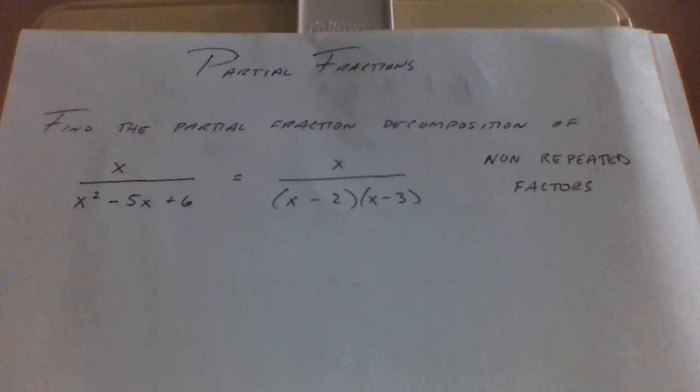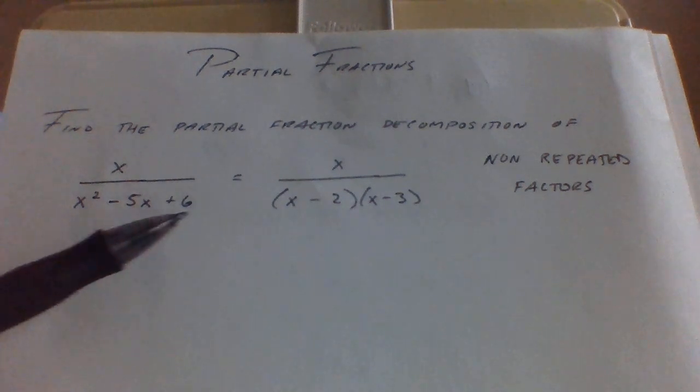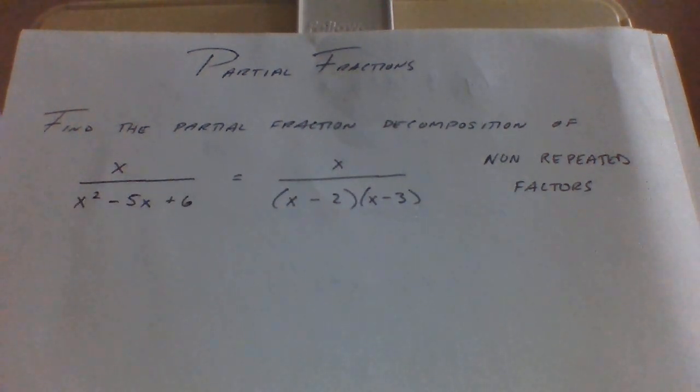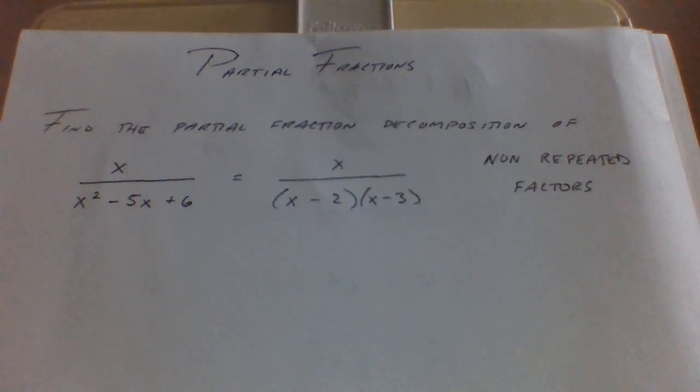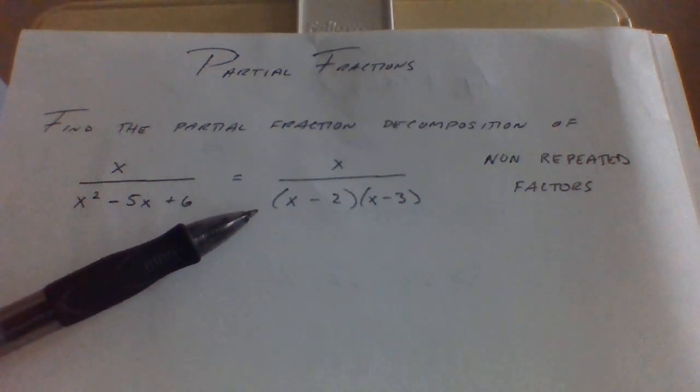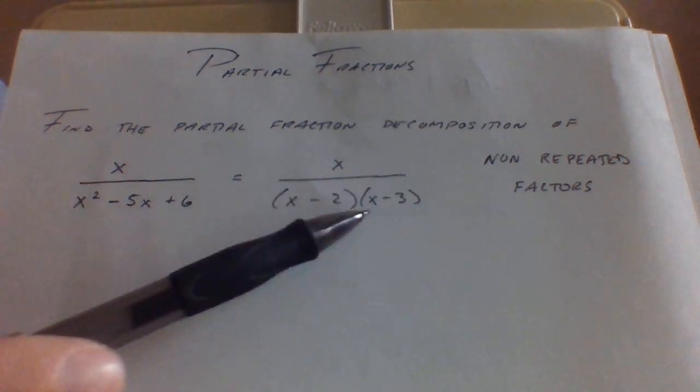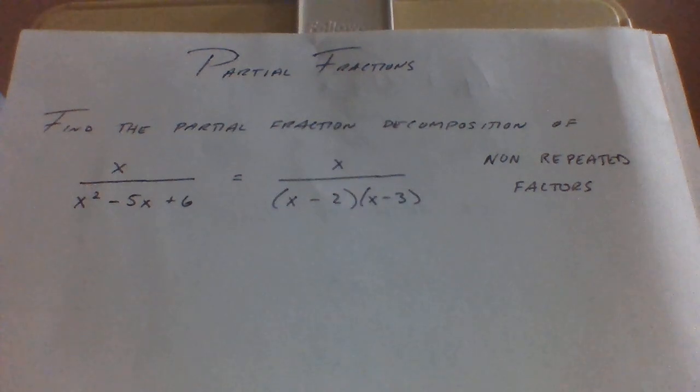So let's work with the factored form of it. If we factor this denominator, it's going to factor into x minus 2 and x minus 3. I'm going to keep my numerator of x. One of the first things you want to notice is that you have non-repeated factors. When you're looking at this denominator, each of these sets of parentheses is something different. We don't have any of them that are alike in that denominator.